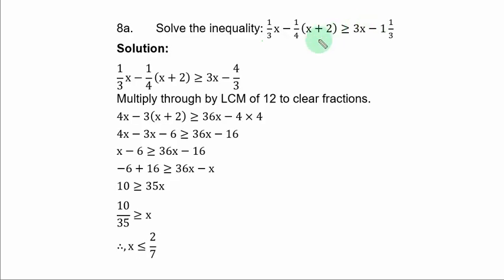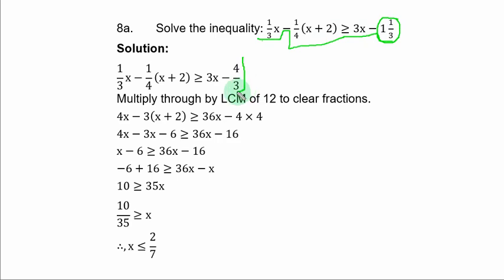Question 8. Solve the inequality 1/3 s minus 1/4 (s plus 2) greater than or equal to 3s minus 1 whole number 1/3. Solution. We quickly change this mixed fraction to an improper fraction, and that is 4/3.